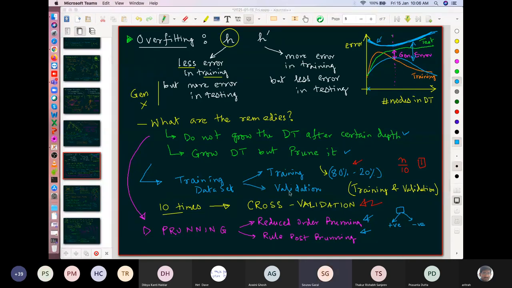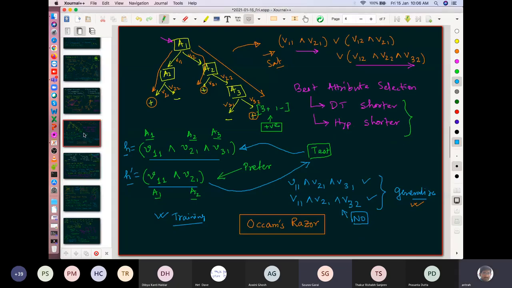Sir, I have one question. Sure. We are using this greedy approach for selecting the best attribute. Can there be any situation where this might give us a wrong answer? I mean, say our greedy selection says A1 is the first choice, but we might find that no, A3 could have been better.